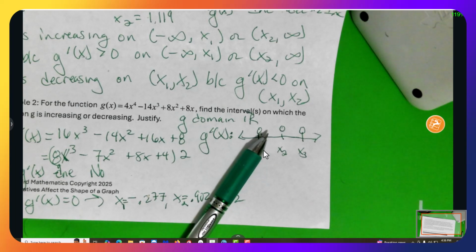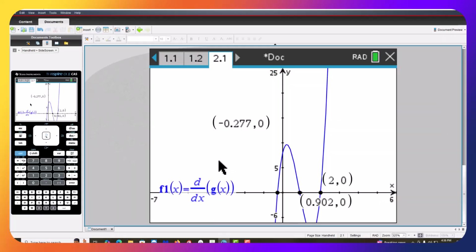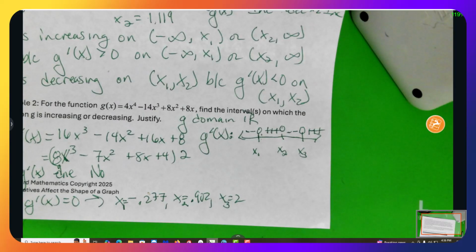Now, I'm going to use the graph here to help me. So I'm going to go from -infinity to 0. So I go to the graph. It's negative. Then it goes to positive. Then it goes to negative. Then it goes to positive.